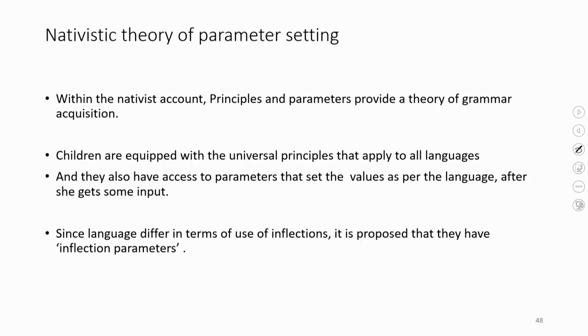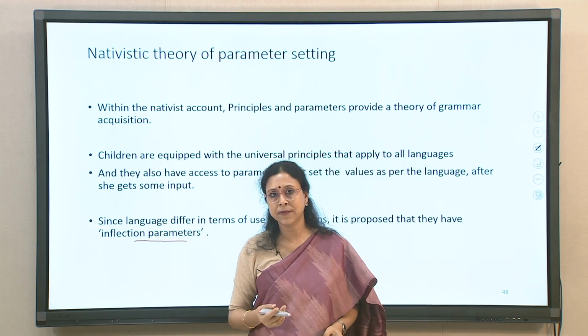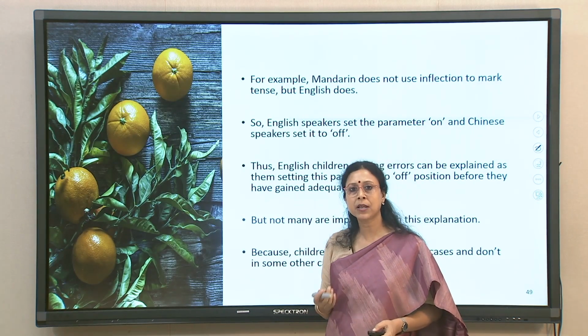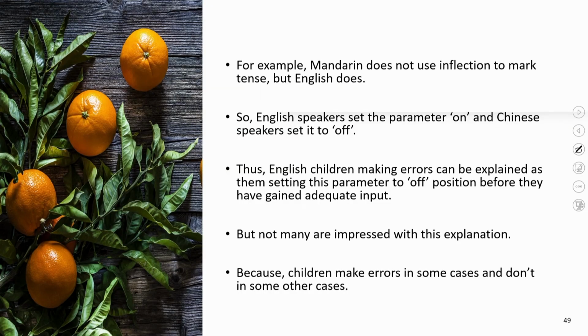So, the different kinds of parameters. One can be inflection parameters, because languages have various different kinds of structures with respect to how they will reflect them. So, there might be different parameters. For example, Mandarin does not use inflection to mark tense, but English does. Tense we consider a sort of universal thing, but it is not. Mandarin does not mark tense with an inflection, but English does.